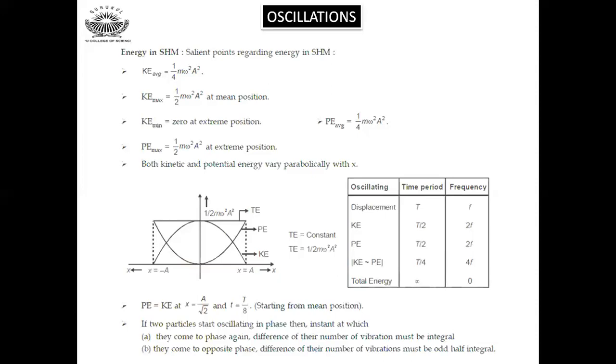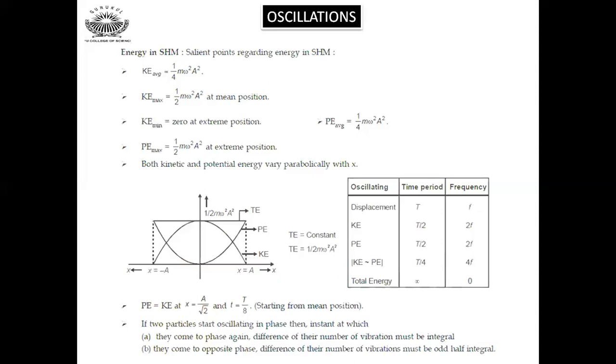Total energy is always remaining constant. Kinetic energy plus potential energy will give you the total energy, so it will be equal to half m omega square a square, as shown in the diagram. Then you are having plus a and minus a as extreme positions, and in between it is the mean position. Then you are having the kinetic energy curve, potential energy curve, and total energy curve.